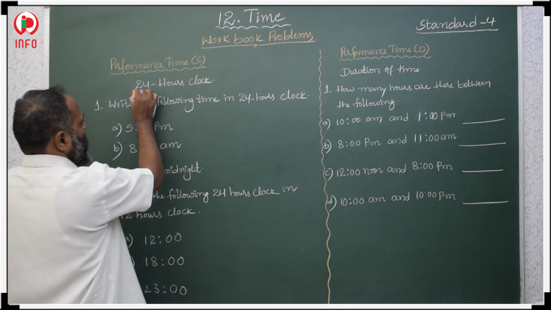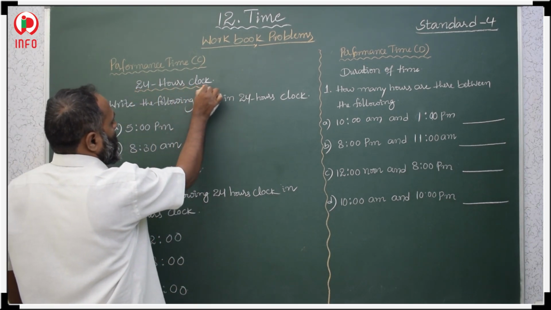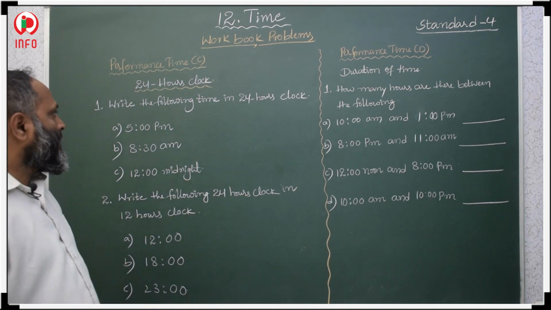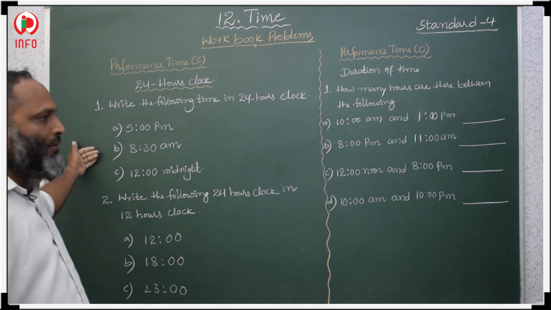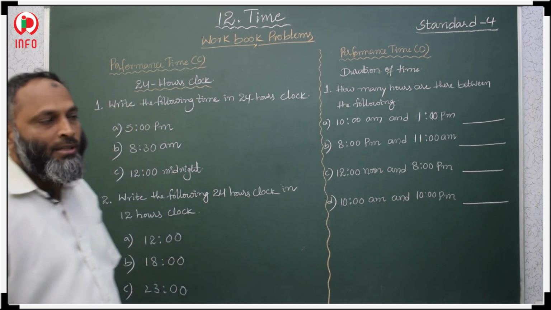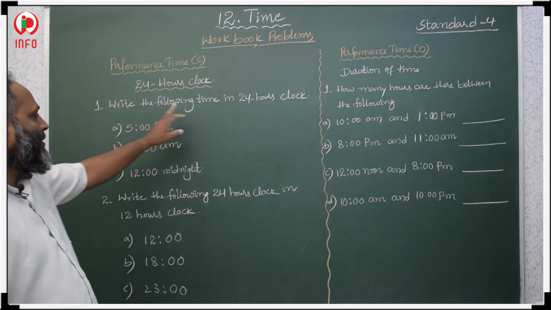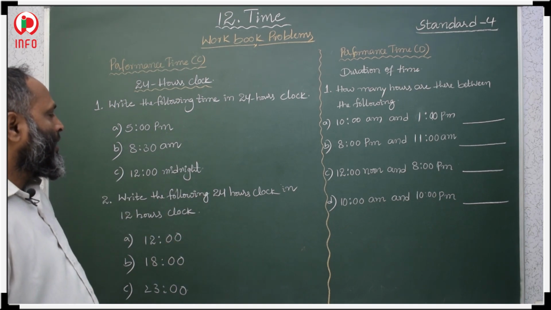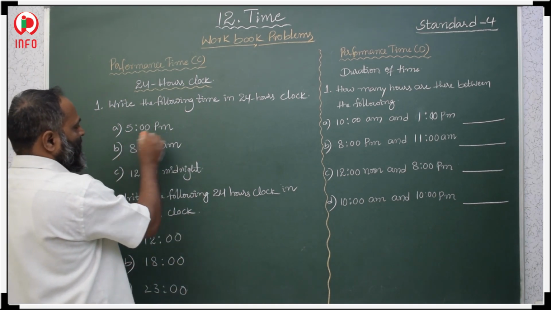The next concept is the 24 hours clock. How to convert the given time into 24 hours, and 24 hours into AM and PM, that we are going to discuss. See here: write the following time in 24 hours. The first question is 5 PM.